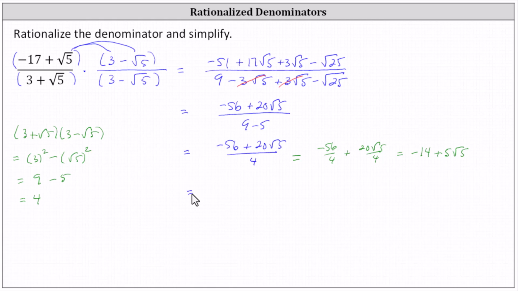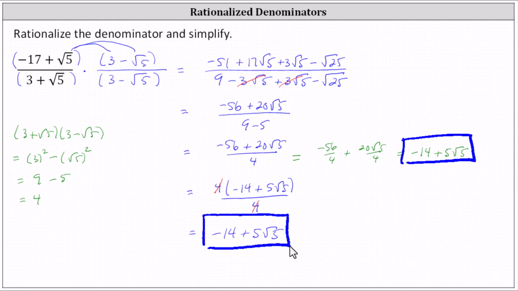Factoring 4 from the numerator, we have 4 times the sum of negative 14 and 5 square root 5. This is still divided by 4. In this form, we can simplify 4 divided by 4 because the 4 is attached to the sum by multiplication. And of course 4 divided by 4 simplifies to 1, and we get the same result of negative 14 plus 5 square root 5. I hope you found this helpful.